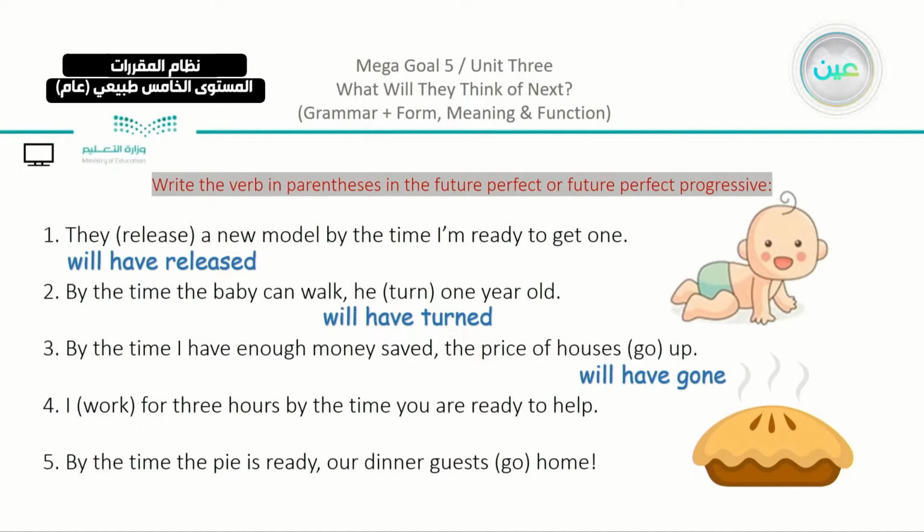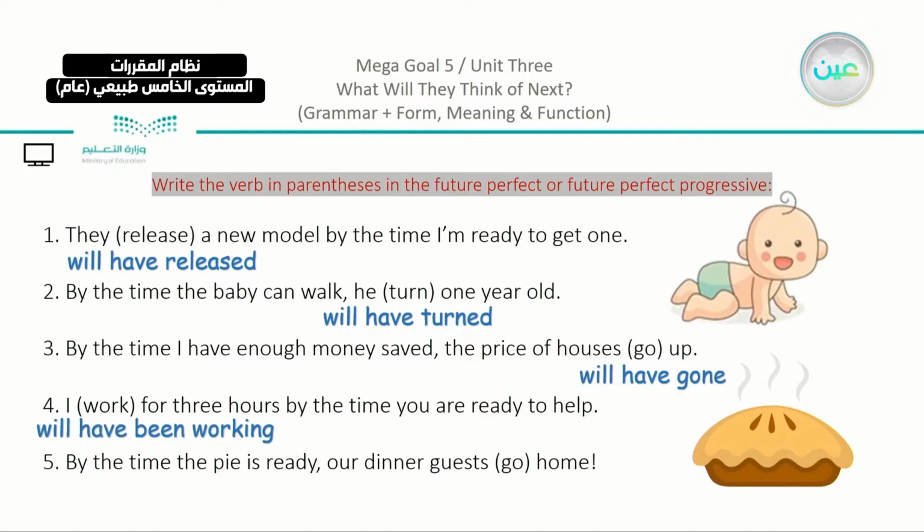Note that we have here this time, for 3 hours. There is time. So I'm going to use the future perfect progressive. I will have, and because I want the progressive, which is ing, I have to have been in the sentence, and then we have the verb ing, which is going to be work. So our answer: will have been working.